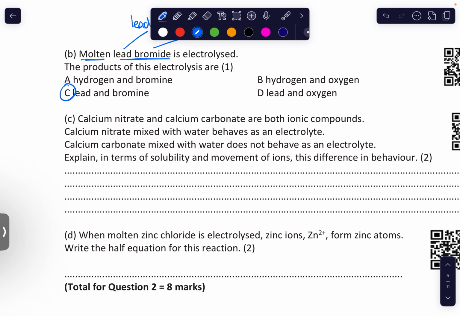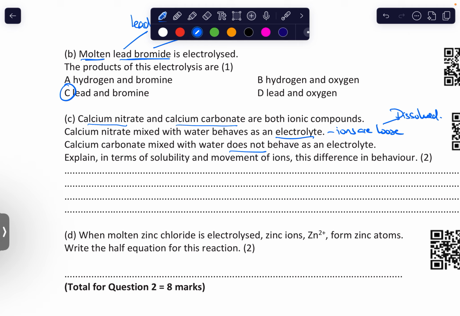Calcium nitrate and calcium carbonate are both ionic. They're mixed with water. One behaves as an electrolyte. Remember, that means that the ions are loose because the lattice has been broken. And because its ions are loose, that means that this has dissolved in the solution. Calcium carbonate does not behave that way, so that has not dissolved. Explain in terms of solubility why this difference in behavior.